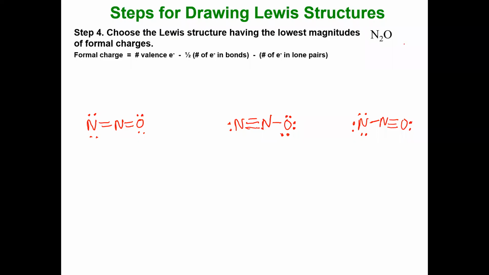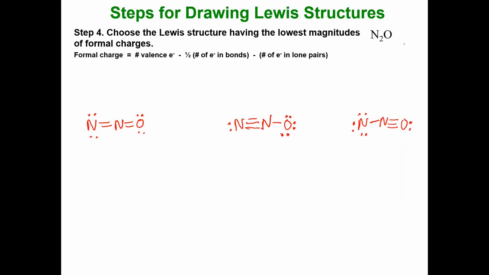Hello, students. If you're watching this video, you've been watching writing out Lewis dot structures and using formal charge to pick the preferred Lewis dot structure. So in this particular video, we're going to go through steps 4 and 5 to determine the preferred Lewis dot structure for dinitrogen oxide.